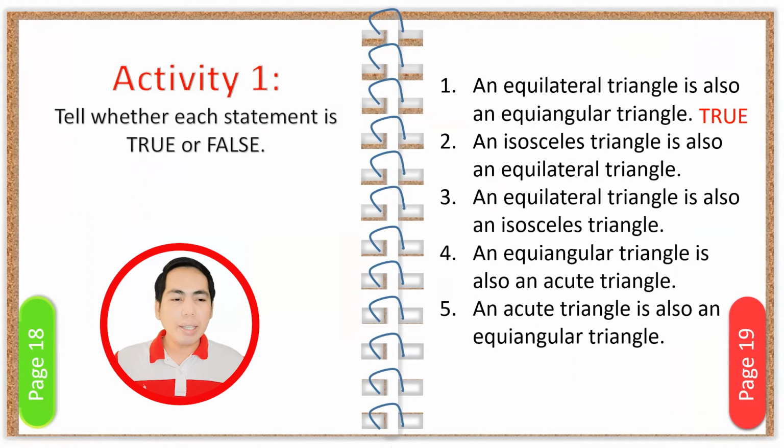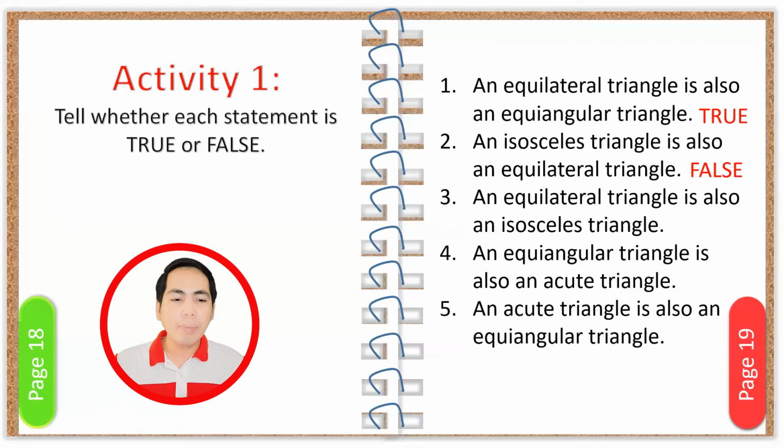Number 2. An isosceles triangle is also an equilateral triangle. An isosceles triangle is a triangle in which the two sides, called legs, are equal in length, while an equilateral triangle is a triangle in which all the three sides are equal in length. So definitely, an isosceles triangle is not an equilateral triangle. So this is false.